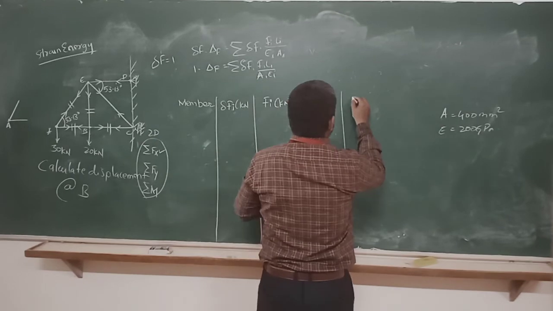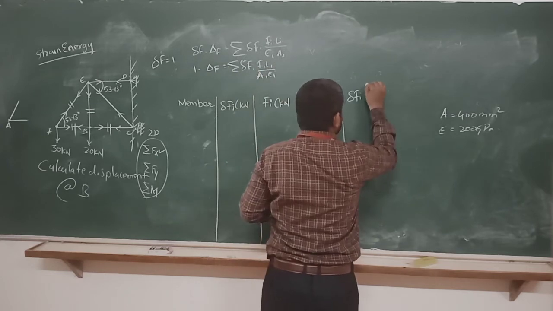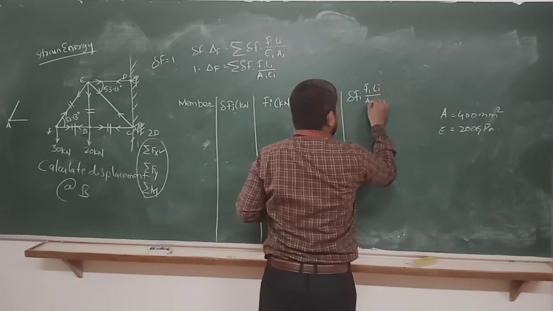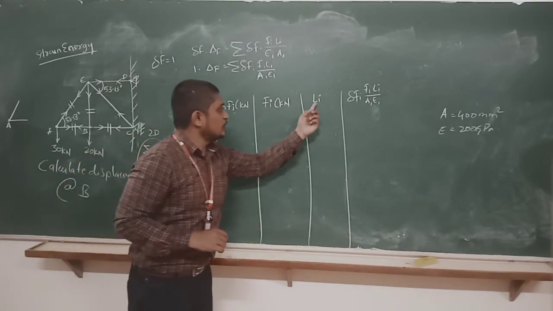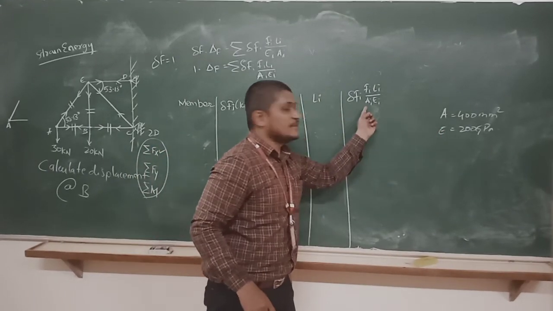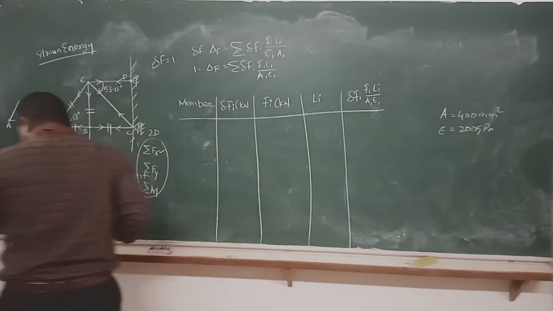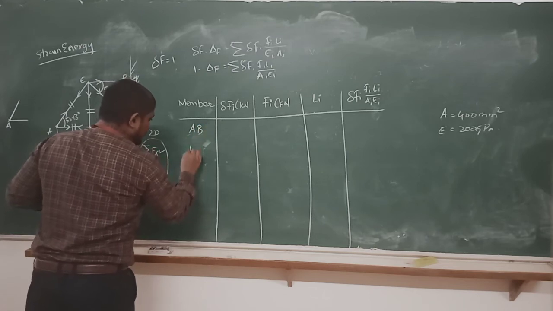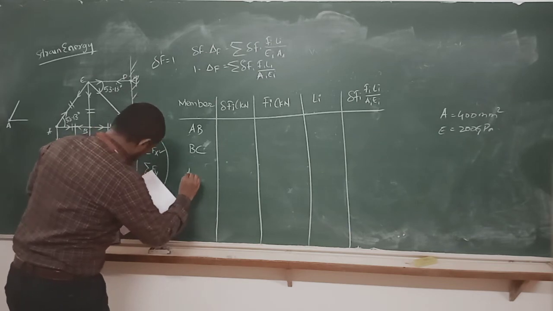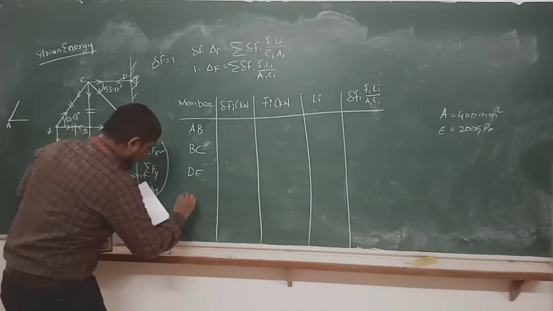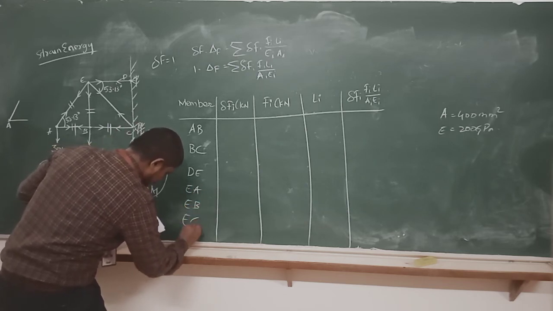Then here it will become summation of this whole term, you write: del Fi, Fi, Li upon Ai Ei. So once you get these values, A we have, E we have, we can easily get these values for the particular member. Okay. I will write here AB, BC, I will just use this because I want the values. Okay. DE, EA, EB and EC.